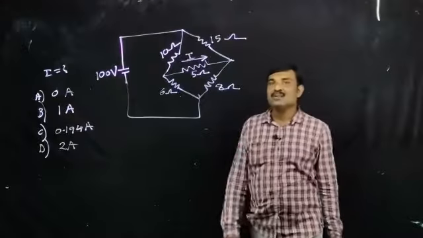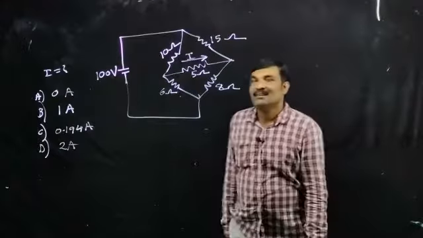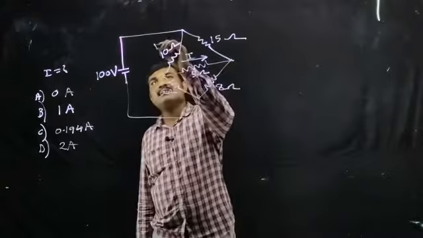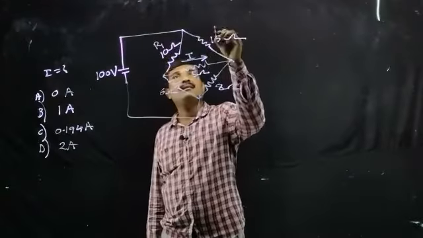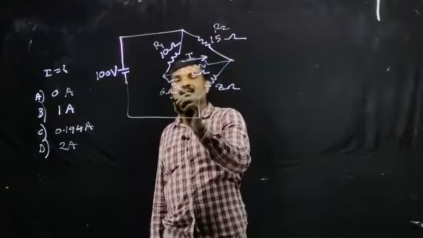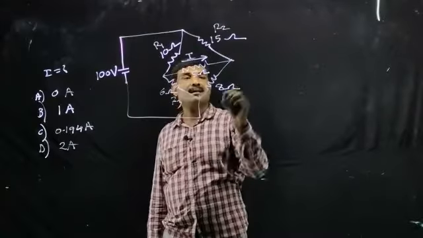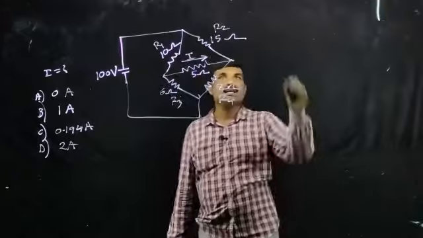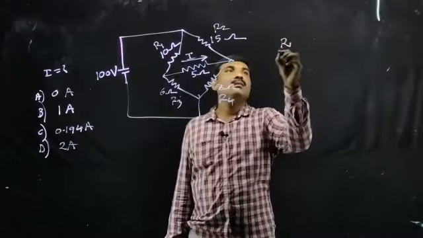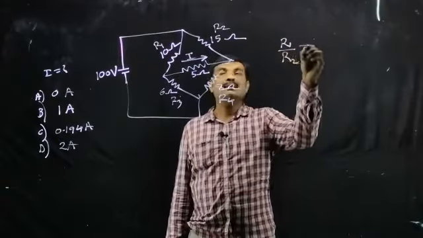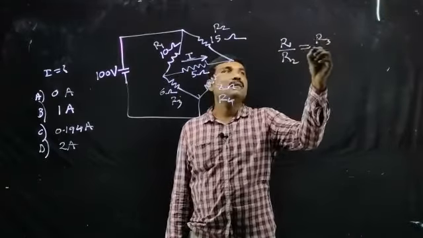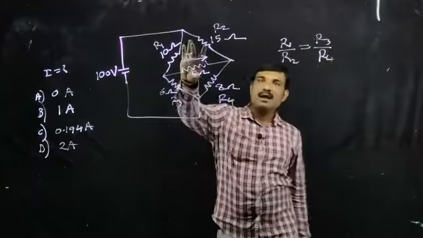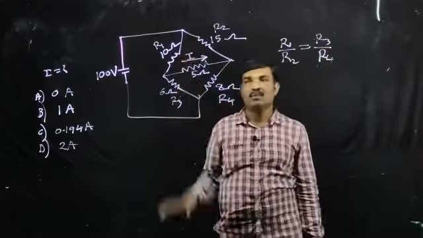We have Wheatstone's bridge. So, what is the condition for balance? We can say this is R1, this is R2, this is R3, this is R4. So, under balance condition, we can say R1 by R2 is equal to R3 by R4. If this condition is satisfied, then no current will flow through this 5 ohm resistance.